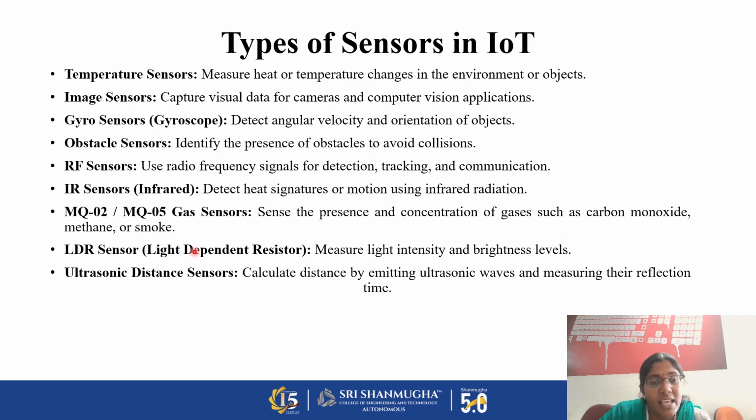And the next one is LDR sensors. LDR sensor means light dependent resistor. It can be used to measure light intensity and brightness levels. And the next one is ultrasonic distance sensors. This sensor can be used to calculate distance by emitting ultrasonic waves and measuring their reflection time. So with the help of these ultrasonic distance sensors, the distance can be calculated in this way.